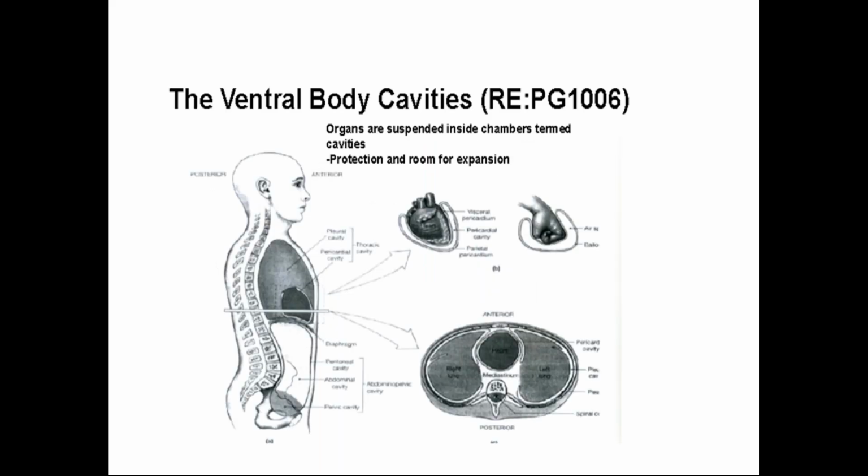So this is the ventral body cavity. Organs are suspended inside the chambers. As a result, in the thoracic cage, these chambers give the thoracic cavity. This is the transverse section. We'll be showing you these also, the heart and the lungs. Inside, they are lying in the intraembryonic cavity.